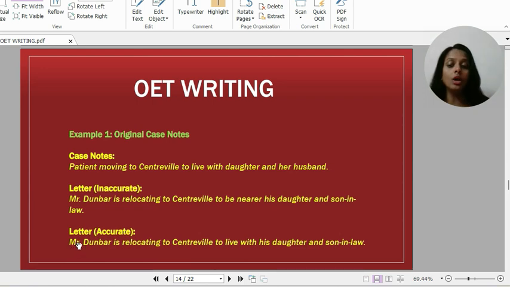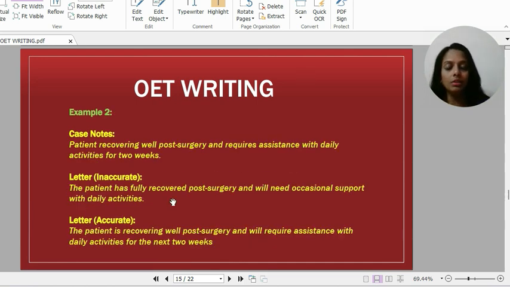So here's how the accurate letter should be. Mr. Dunbar is relocating to Centerville to live with his daughter and son-in-law. Let's see another example of the case note. Patient recovering well post-surgery and requires assistance with daily activities for 2 weeks. And here is an inaccurate letter: the patient has fully recovered post surgery and will need occasional support with daily activities.